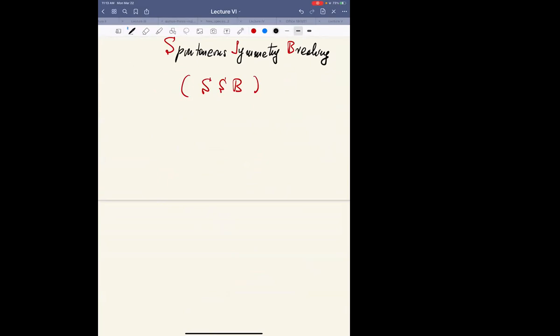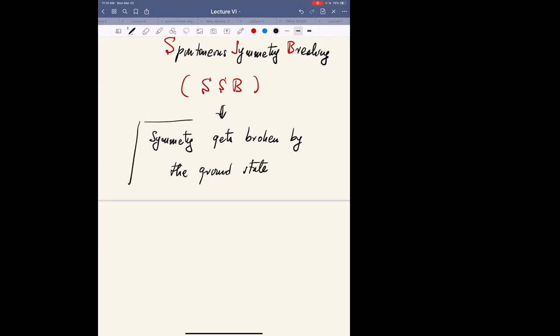And I will do the illustration. When I say spontaneous symmetry breaking, that means that there is some symmetry I'm talking about. Symmetry gets broken. This is what the meaning is by the ground state. Or what we call vacuum.